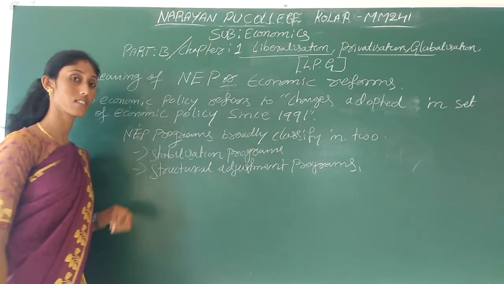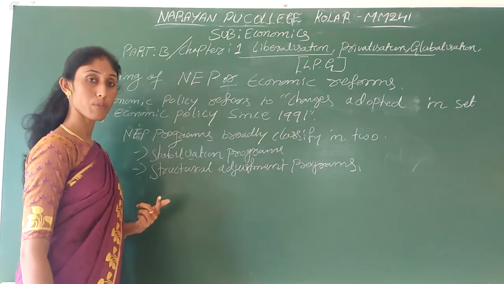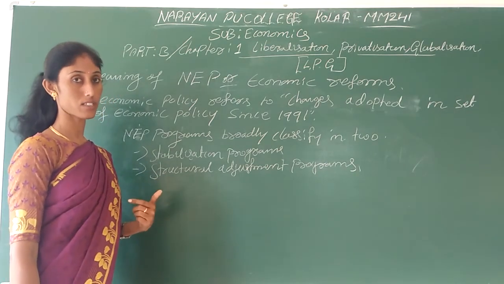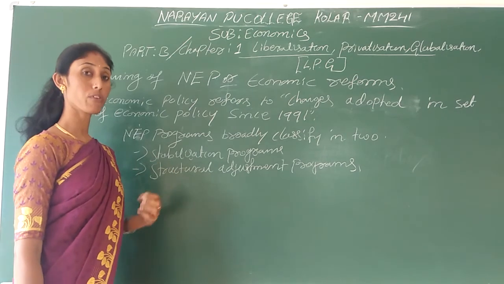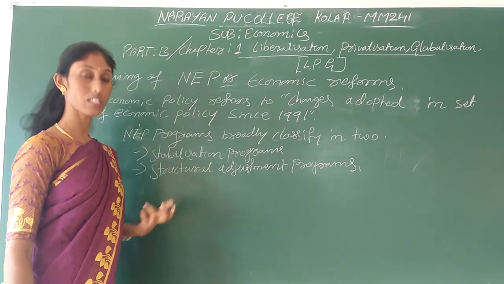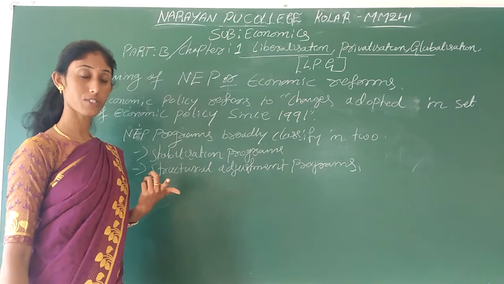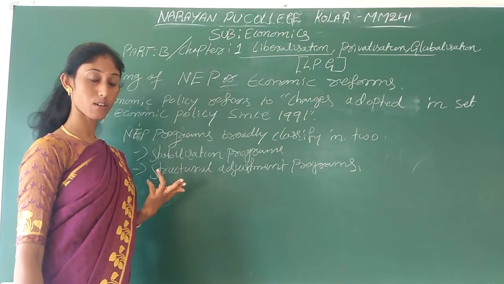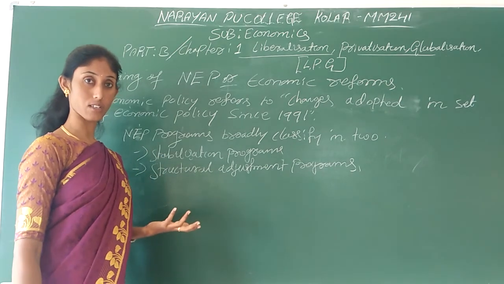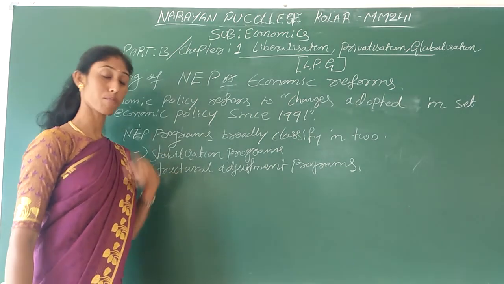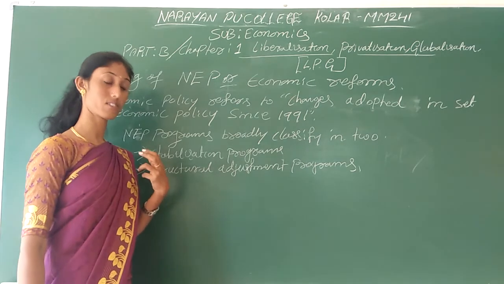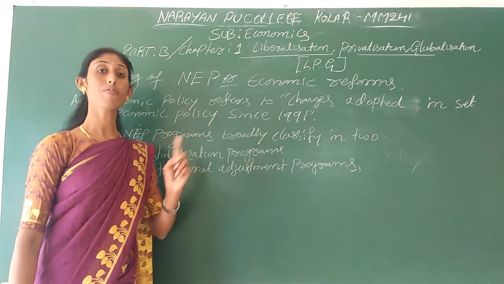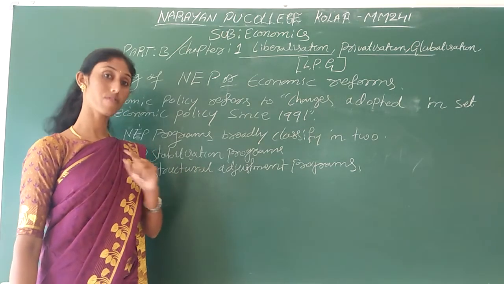Already we have discussed. Due to the dominant role of government in our country in the 1980s, we faced a lot of problems, mainly poverty, population explosion, lack of industrialization, lack of agricultural growth, and lack of infrastructure. With that, the two main severe problems are inflationary pressure and deficit BOP.